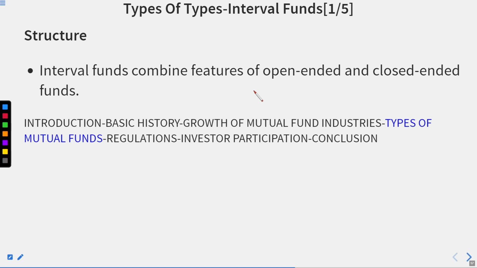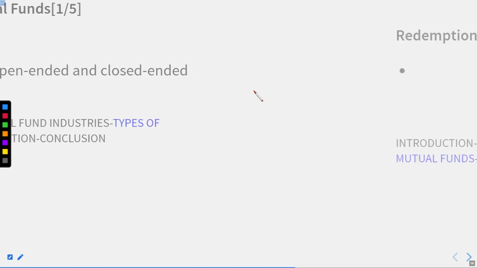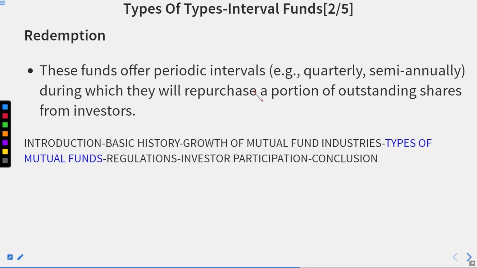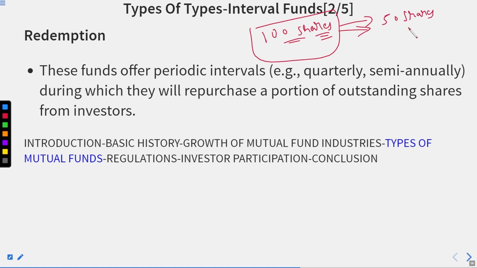Thereafter, the interval funds. Interval funds combine features of open-ended and closed-ended funds. These funds offer periodic intervals, quarterly or semi-annually, during which they will repurchase a portion of outstanding shares from the investors. Suppose they launched 100 shares. They say that 50 shares will be redeemed semi-annually or quarterly, but the rest of the 50 shares will not be redeemed, they will be closed-ended. That is what we call interval funds, which offer a certain portion that can be redeemed and a certain portion that cannot be redeemed.